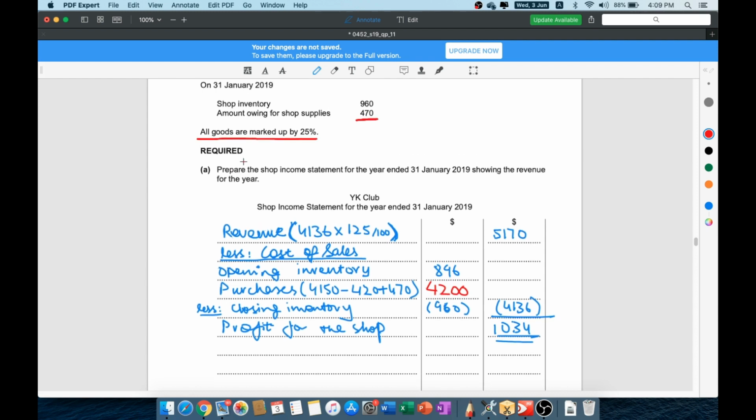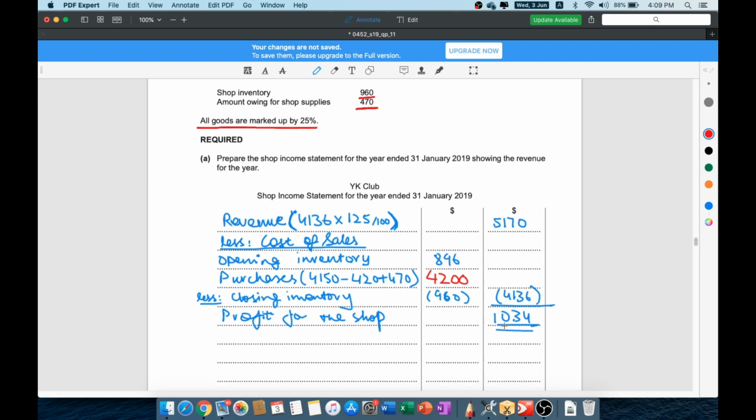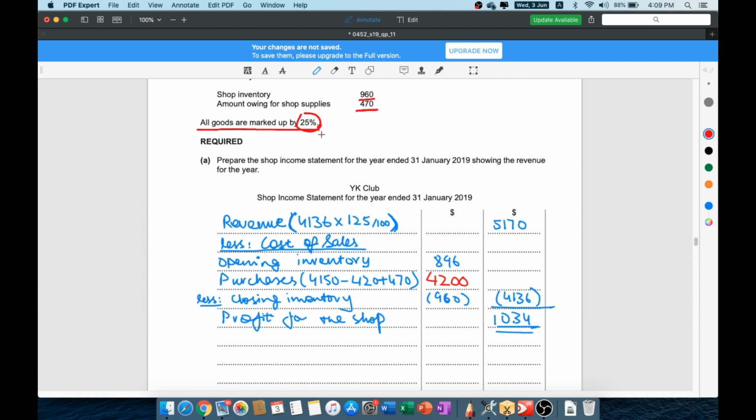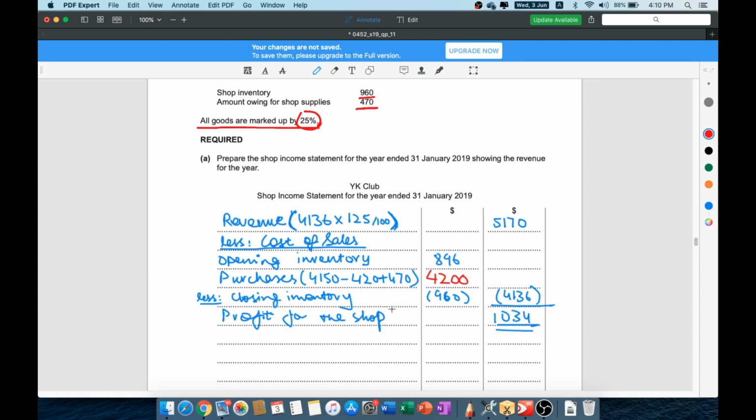And then we're just going to, as usual, subtract the closing inventory, which is 960. That gives you cost of sales of 4136. And to calculate the revenue, he's giving you the markup here, 25%. That means that the revenue is 125% of the cost of sales. So we're just going to calculate 125% of 4136, which gives you $5170, and that is going to be your sales. And we're just going to subtract the cost of sales from the revenue, and that gives us the profit for the shop. 1034.